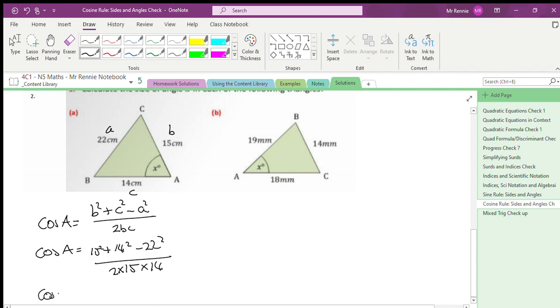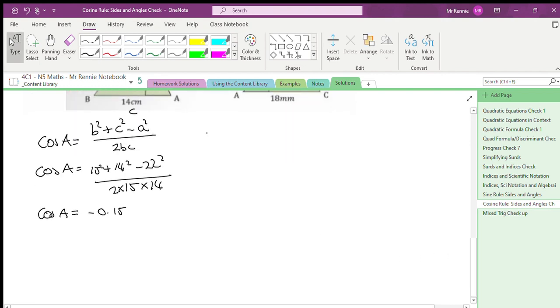And if you put that into your calculator, you get the answer negative 0.15, which is the right answer. So what we want to do is work out what A is. So we do the cos inverse of negative 0.15 and I get 98.6269, which equals 98.63 degrees. Now, a lot of you left your final answer at that, and naturally so, because you feel that you found your angle. Let me just show you back to the question.